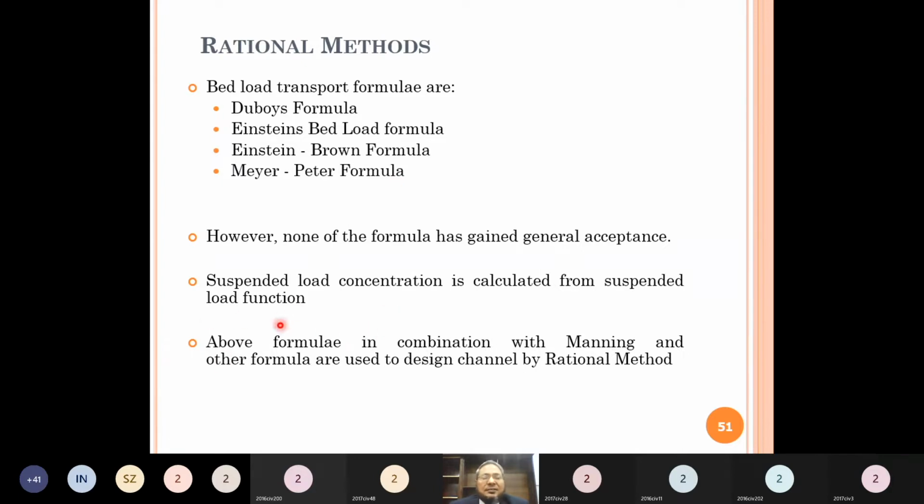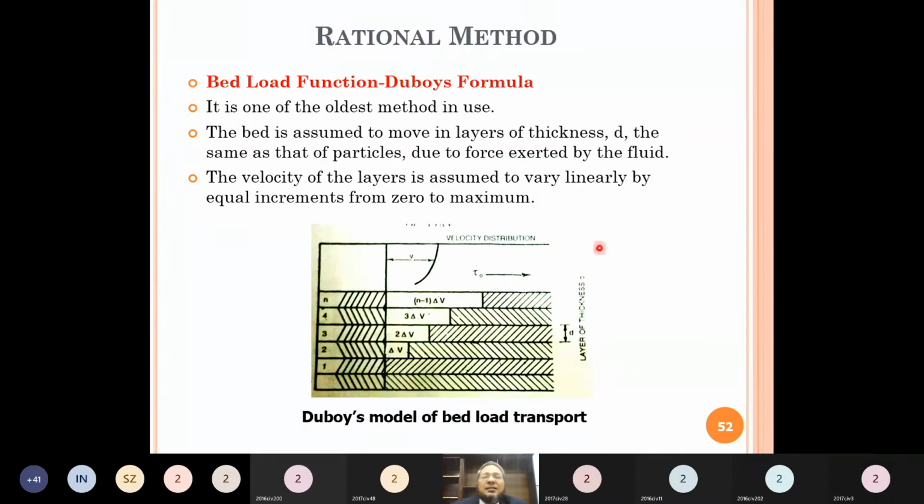These above formulas, in combination with Manning's and other formulae, are used for design of channel by rational method. So the first formula which we want to discuss is the bed load function or Dubai's formula. Dubai's equation computes the bed load transport rate, and it is one of the oldest methods in use. This is the oldest formula.